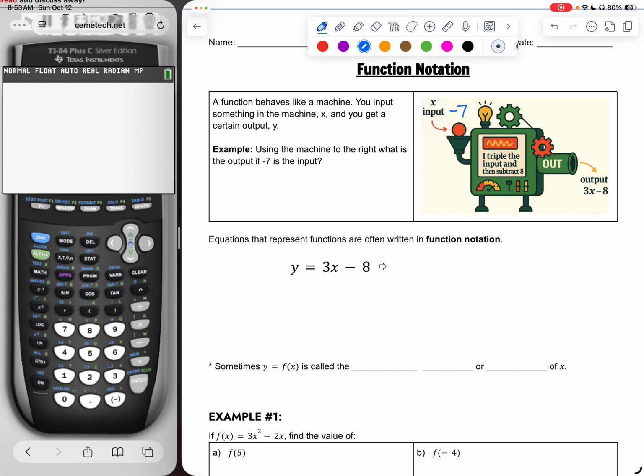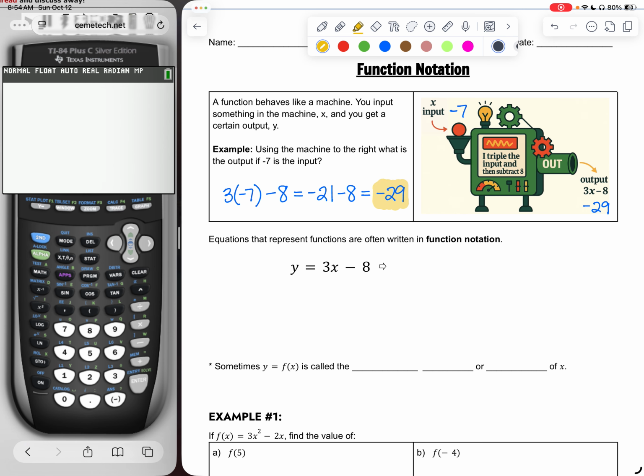Well, it says here that you put -7 in, and then this says in the middle that you multiply the input by 3, and then you subtract 8. So I know that 3 times -7 is -21, and -21 minus 8 is -29. So I know that -29 would be the output.